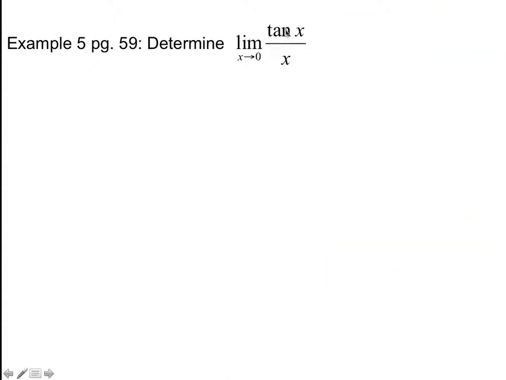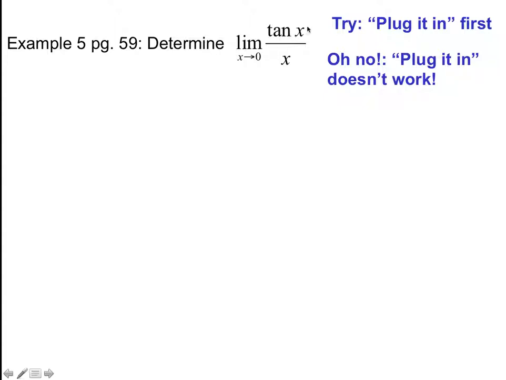So let's take a look at this one. Tan of x over x as x approaches 0. Okay, well, if we try to plug it in first, tan of 0 is 0. Putting in 0 here gives me 0. 0 over 0 doesn't work. Okay, so we cannot plug it in. We cannot use that strategy. Well, and tan of x isn't factorable. It's not like it's a polynomial. So we can't factor it either.